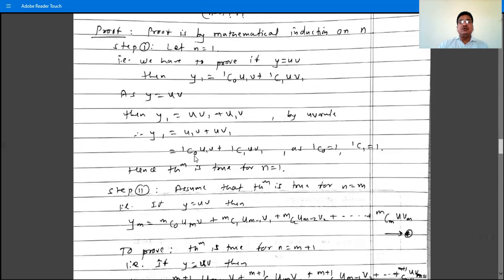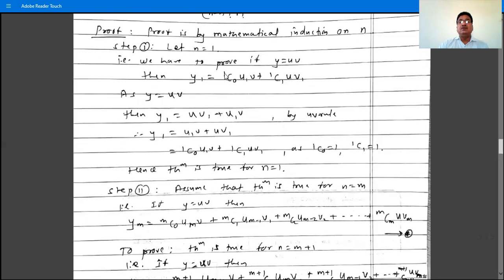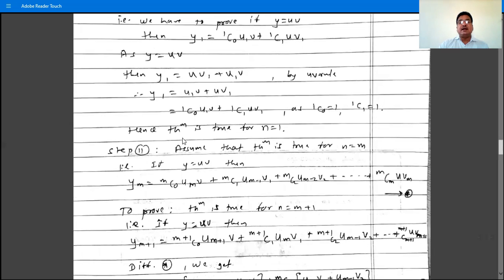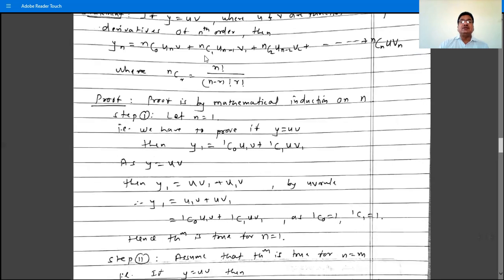The value of 1C0 is 1. So right here we have 1C0 u1 v, and right here is 1. Write this 1 as 1C1, because 1C1 is also 1, so 1C1 u v1. So we have proved that y1 is 1C0 u1 v plus 1C1 u v1. Hence we say that the theorem is true for n is equal to 1. So this is the first step.